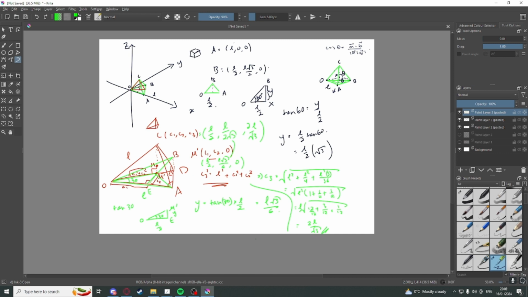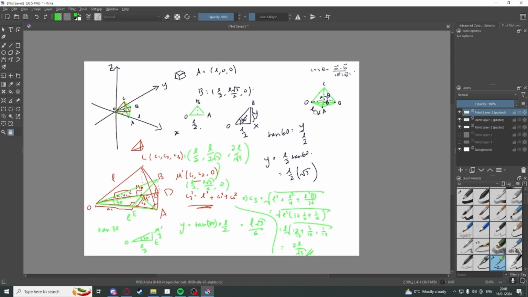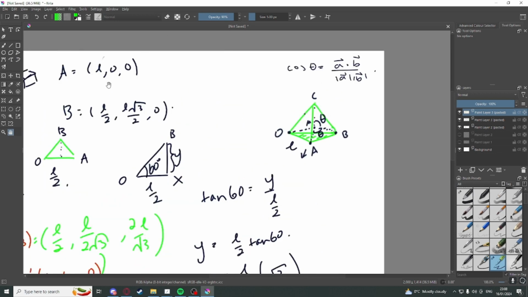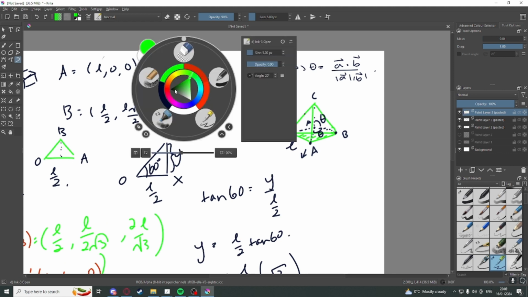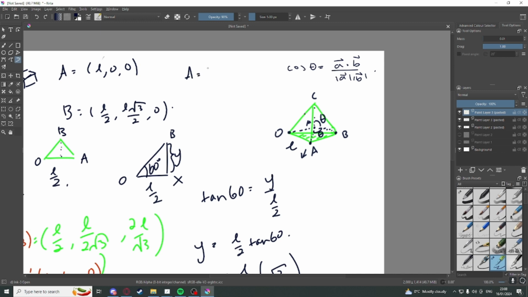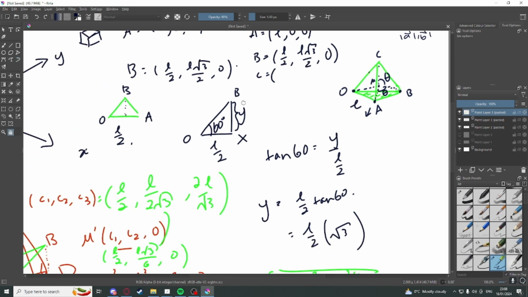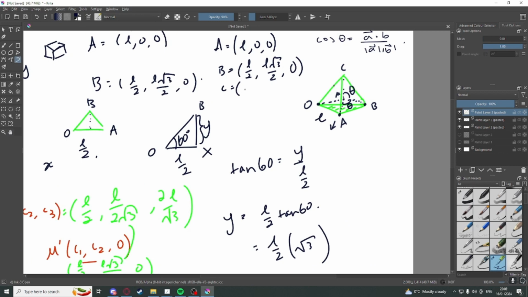Now, let me write it here. Actually, let me write it in blue, just so it's a little nicer on the eyes. A is L, 0, 0. B is equal to L over 2, L root 3 over 2, 0. C is equal to, what was it? Here. L over 2, L over 2 root 3, 2L over root 3.